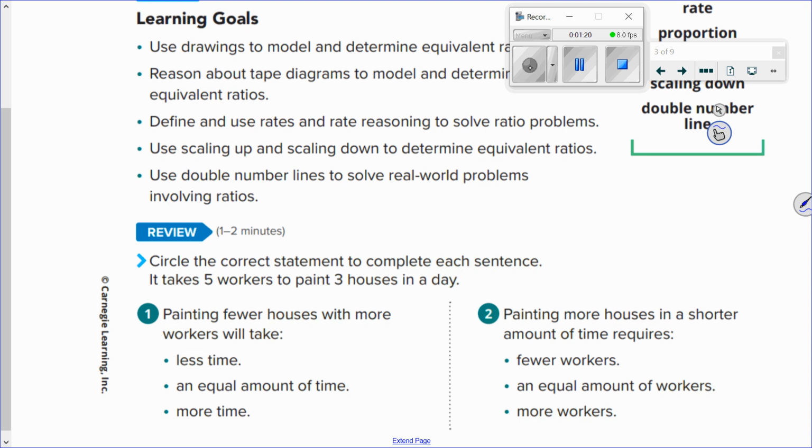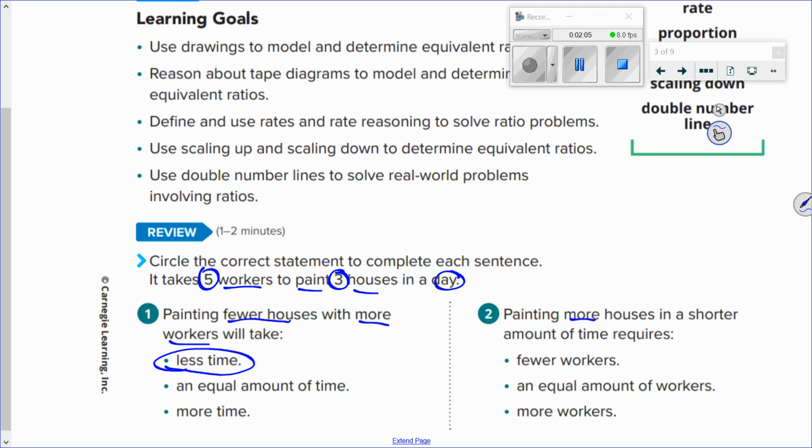On our first one, these are all based on it takes 5 workers to paint 3 houses in a day. So painting fewer houses with more workers, which one of those is it going to take? Sophia? It's going to take less time. Why? Because if you have fewer houses and you only need 5 workers for each house, and you already have a whole bunch of extra workers, they can move on to other houses, and then they can get it all done. Good. So it really hits both sides of that ratio, right? I dropped the number of houses, so I have less to do, but I even added more. So that's really going to change that overall, right?